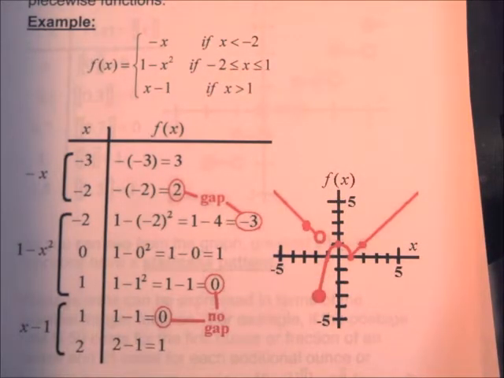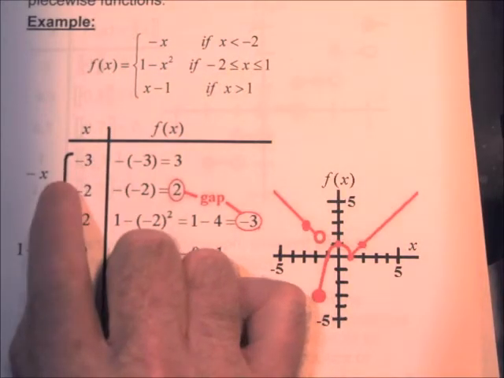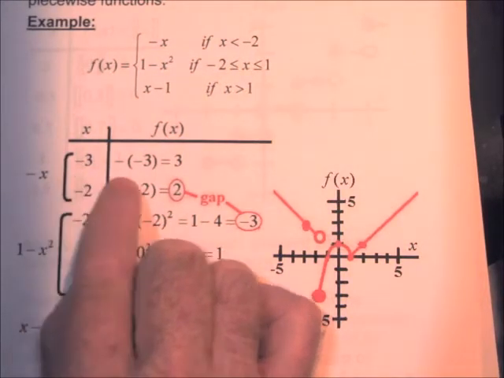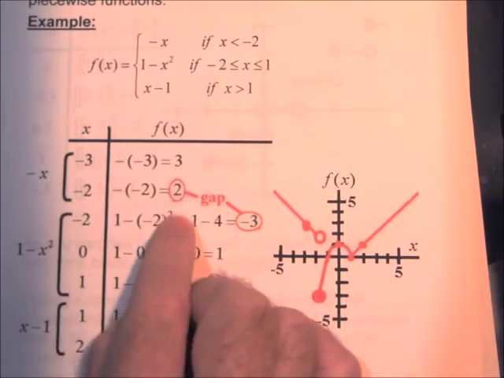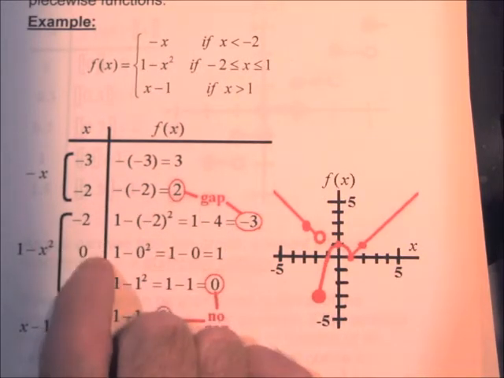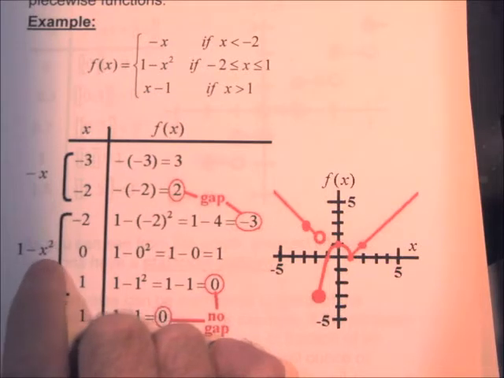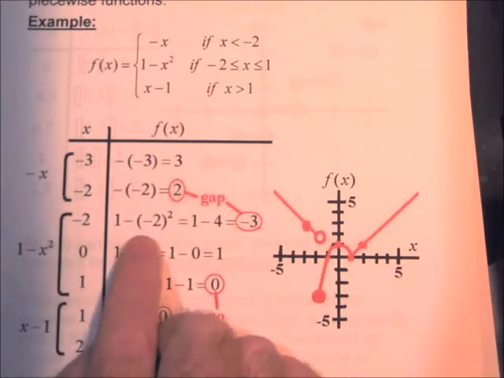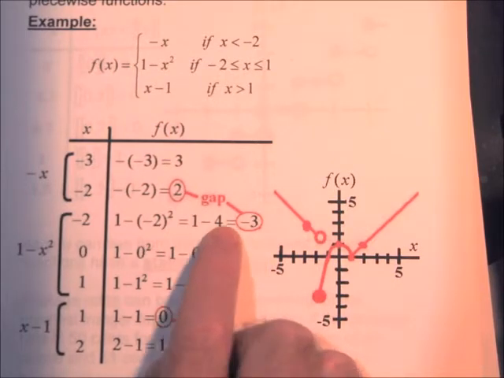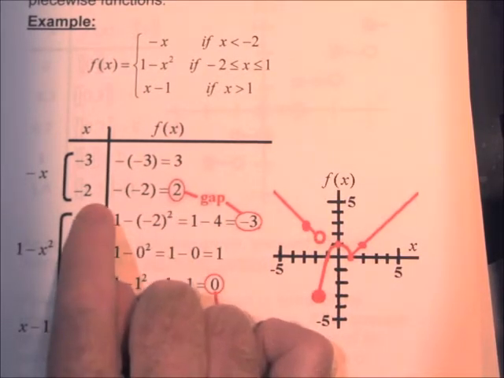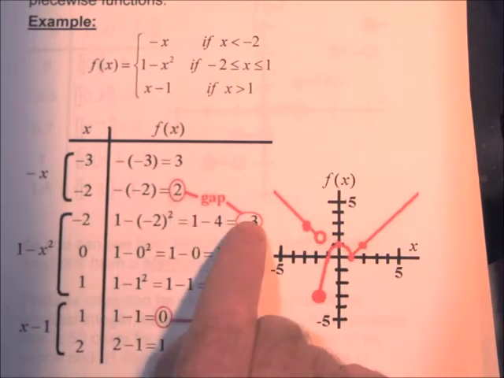Okay, so the first formula is f of x equals minus x. So minus the negative 3 is 3. Minus the negative 2 is 2. For the second formula, we want 1 minus x squared, so 1 minus negative 2 squared. 1 minus 4 is negative 3. That does not agree with our previous output for the input of negative 2, so that tells us there's going to be a gap there. I have an open circle and a closed circle.